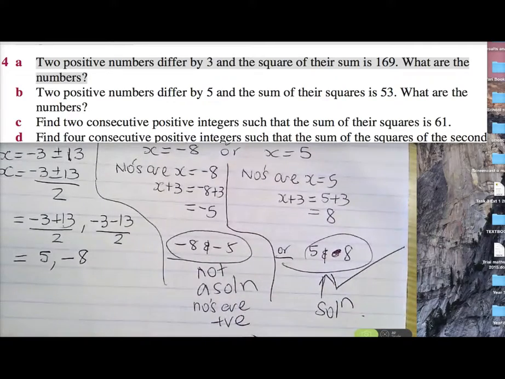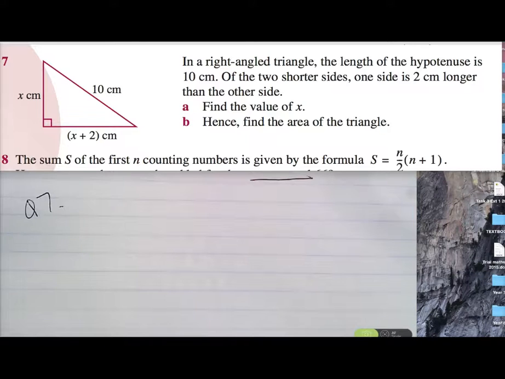Okay? Thanks, girls. I give you this question without a diagram, and you would need to be able to draw it yourself, but it's question 7 in exercise 6.6. We're told that it's a right angle triangle, so you can draw your right angle triangle, put your right angle there. The hypotenuse is 10 centimeters. Remember, that's opposite the right angle.